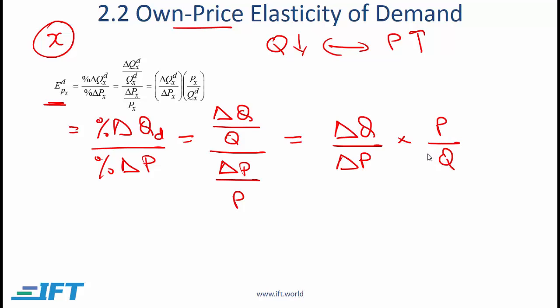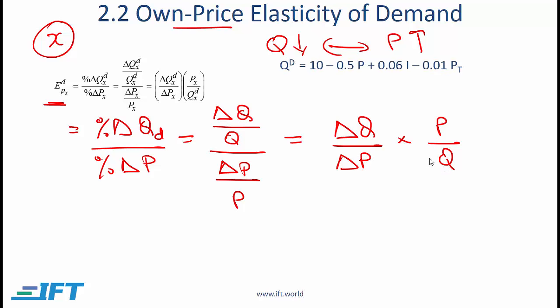Now I'm keeping things simple here. We are talking about chairs. So this is the quantity demanded for chairs. This is the price of chairs, or these are actually the deltas, the changes. And then P is the price of chairs, Q is the quantity of chairs.